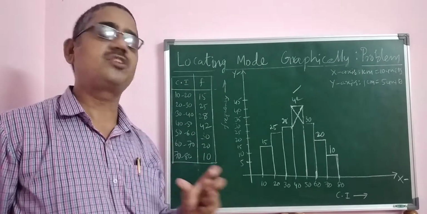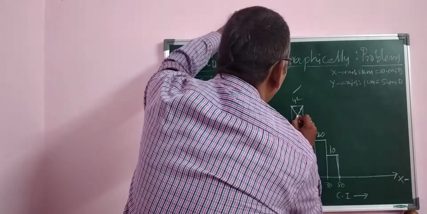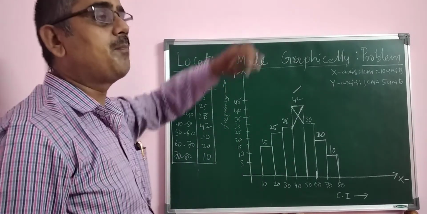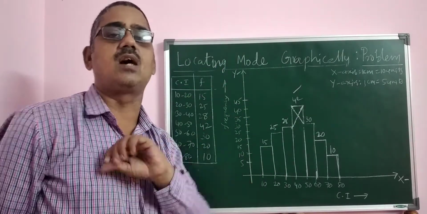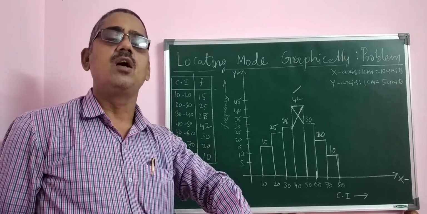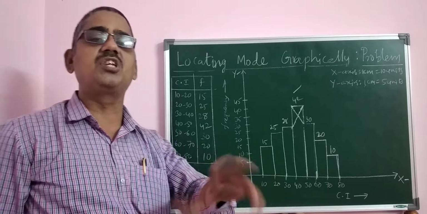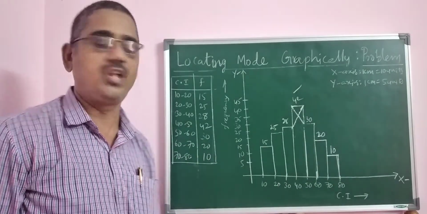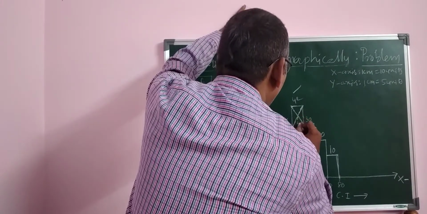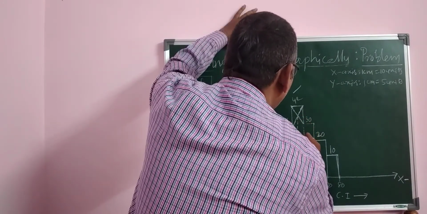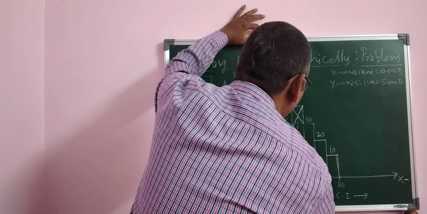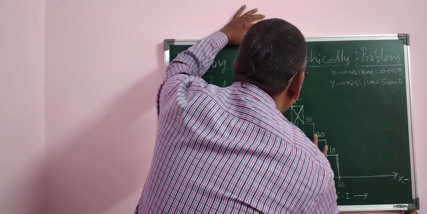This is the intersection point I have obtained. From this intersection point, you draw a perpendicular line which meets the x-axis. The point where it meets the x-axis gives the value of the mode. So after this, draw one line. Take a scale and start drawing the perpendicular line which meets the x-axis.